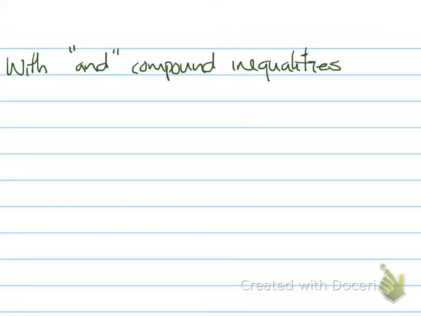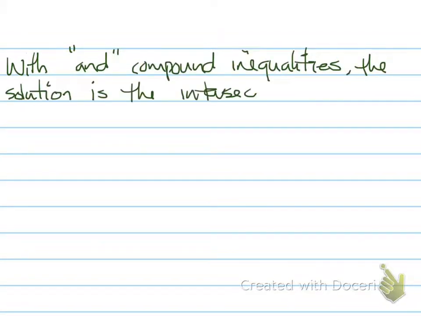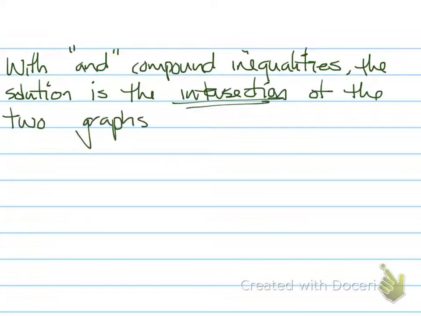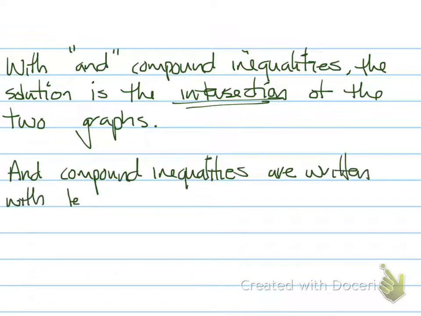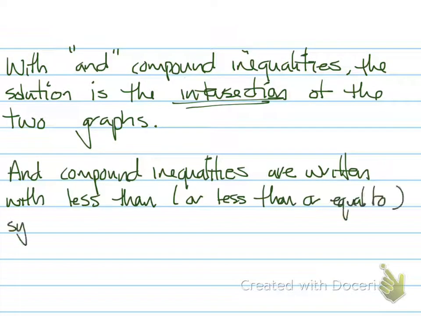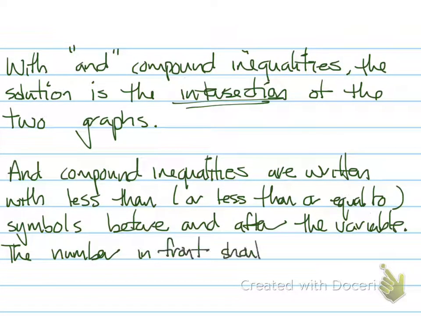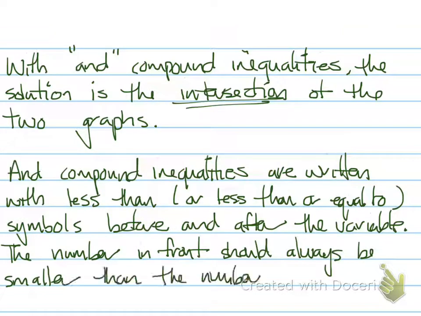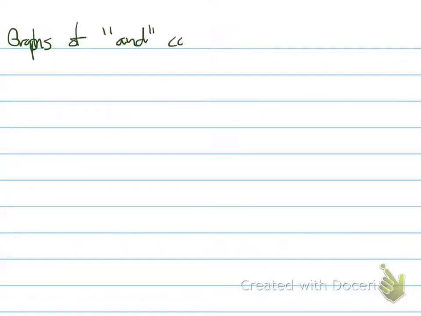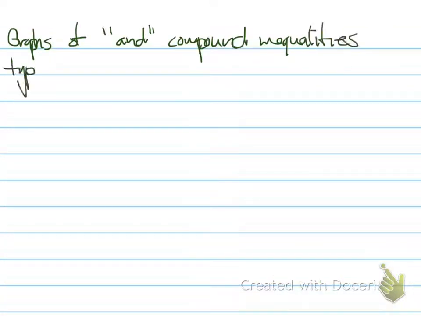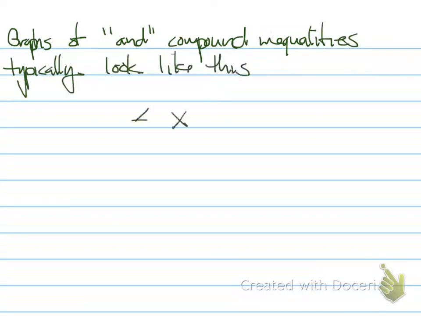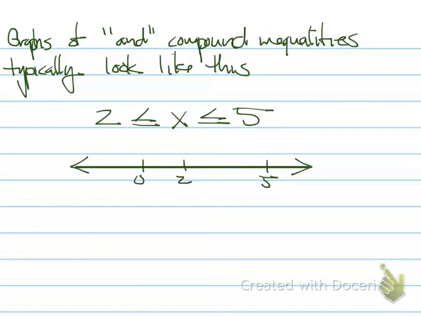With "and" compound inequalities, the solution is the intersection of our two graphs. "And" compound inequalities are written with the less than or equal to symbols before and after the variable. The number in front should always be smaller than the number in the back. The graphs of "and" compound inequalities typically look like this.